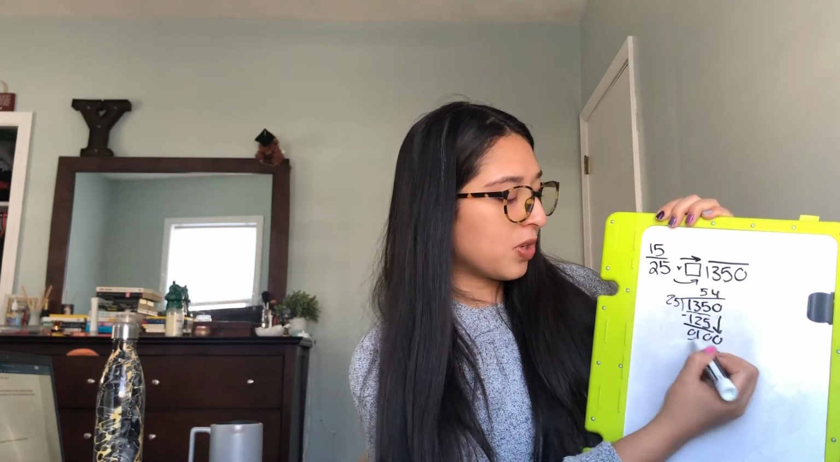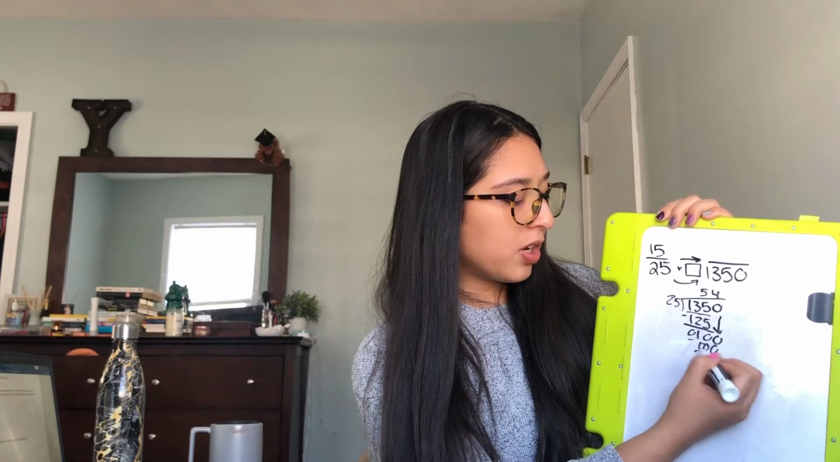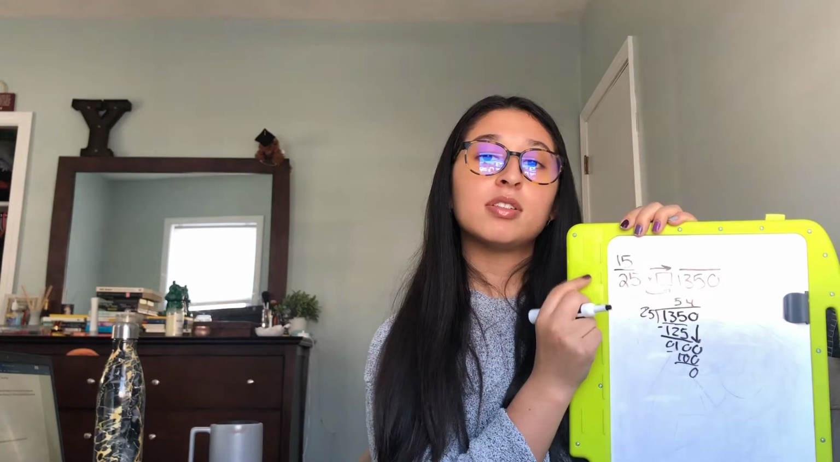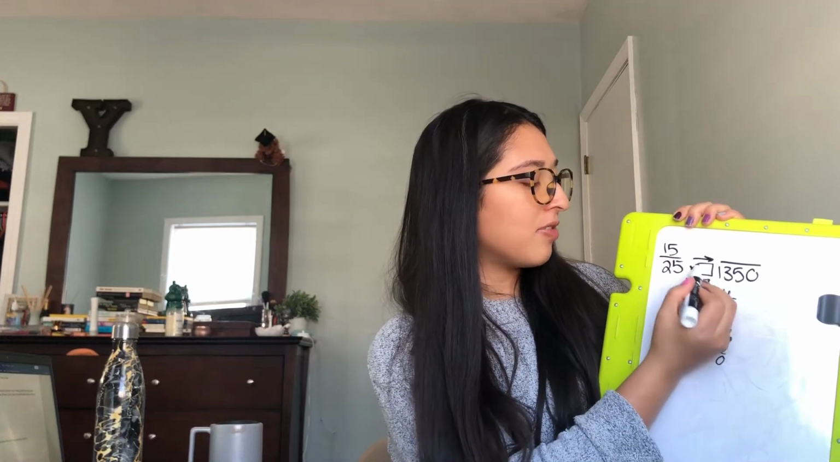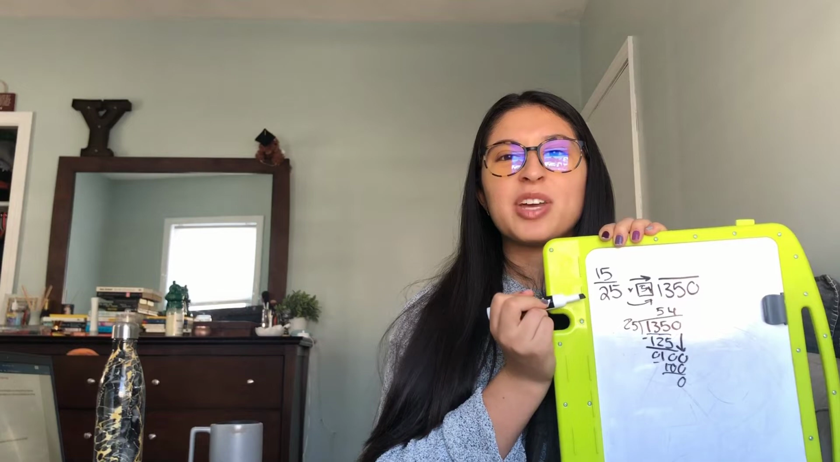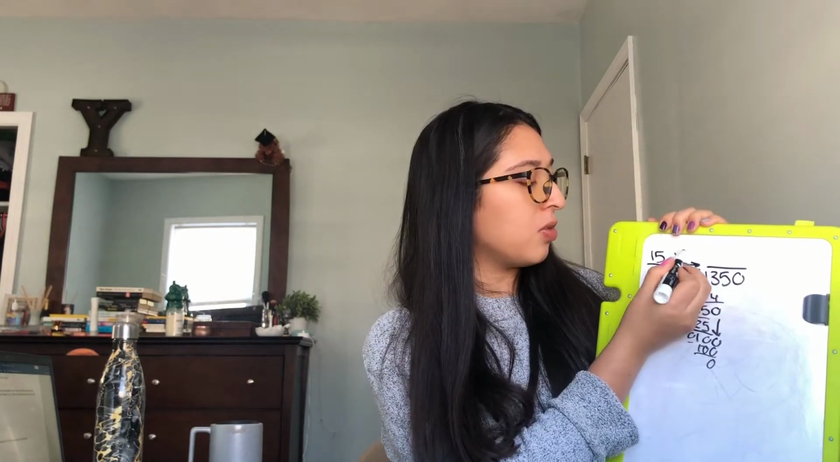25 goes into 100 4 times. And 4 times 25 is 100. We have an even answer. So 25 times 54 is going to give me 1,350. Whatever I do to my denominator, I'm going to go ahead and do to my numerator.